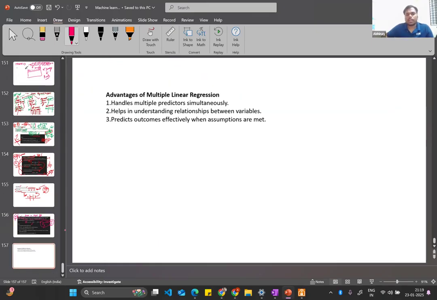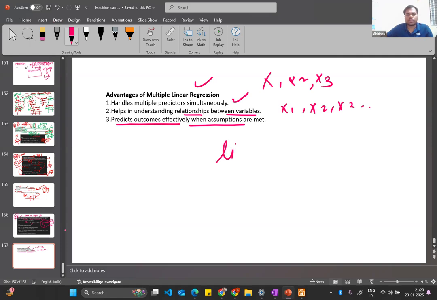If we talk about some of the advantages of multilinear regression, it can handle multiple predictors simultaneously, that is your x1, x2 and x3 values, and it helps us understand the relationship between the variables. If you have many variables in your data set, x1, x2, x3 and so on, it helps us predict the outcome more effectively as compared to simple linear regression.